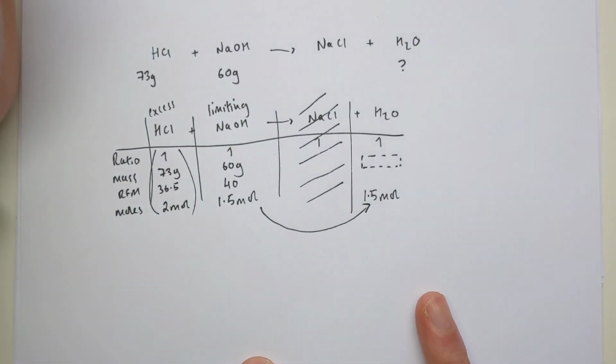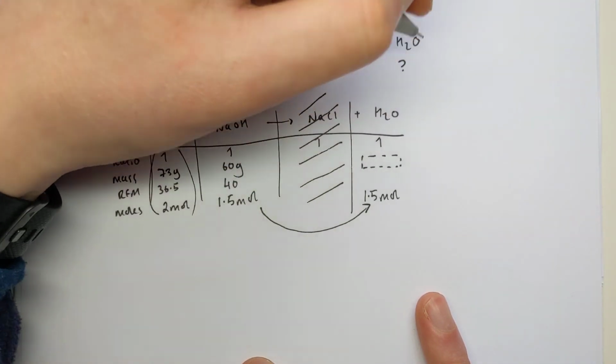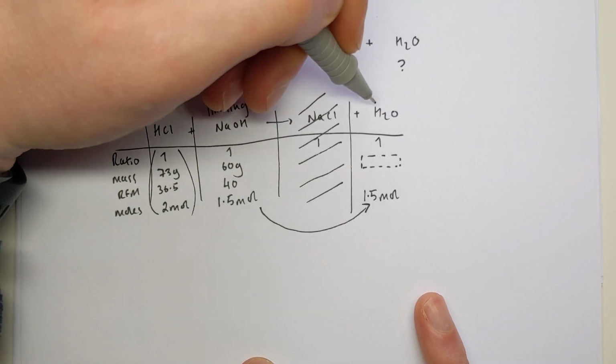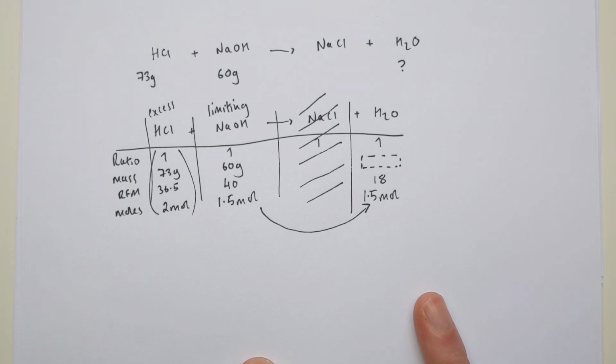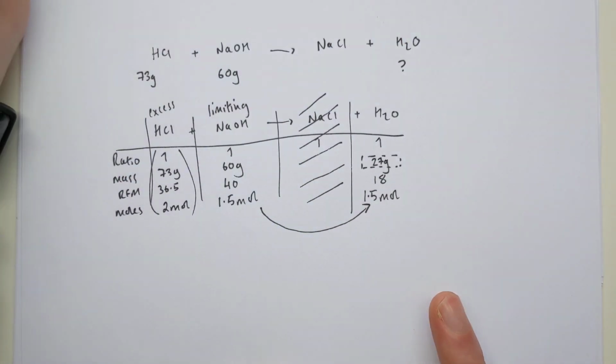Almost at the answer now, I just need to turn it back into a mass. So to turn it into mass, I need to do mass equals moles times RFM. RFM of water is 1 plus 1 plus 16, which makes 18. So my final answer is 18, the RFM, times the moles 1.5, which is 27 grams. And that is the question complete.